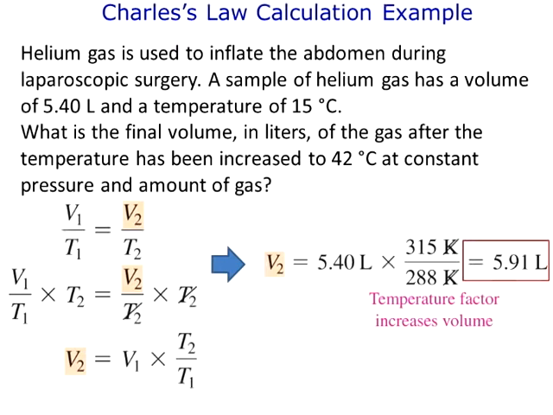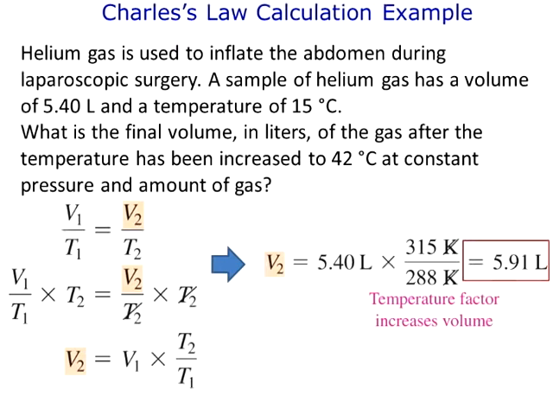Here's a problem. Helium gas is used to inflate the abdomen during liposurgery. A sample of helium gas has a volume of 5.4 liters and a temperature of 15 degrees C. Note that temperature is in degrees C. Right away, I'm thinking I must convert to K. Automatically, that pops into my mind. What is the final volume in liters of the gas after the temperature has been raised to 42 degrees C at constant pressure and amount of gas?